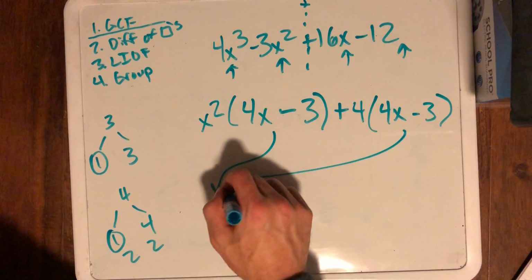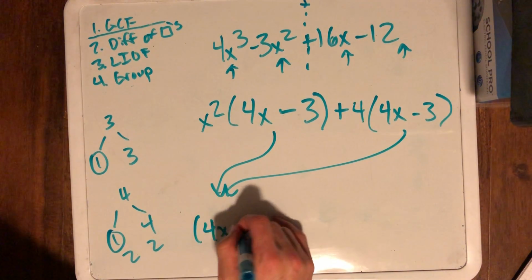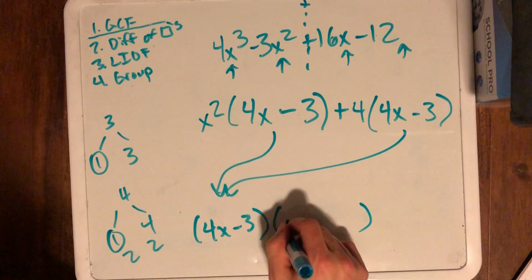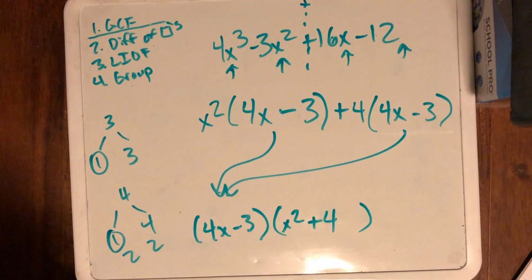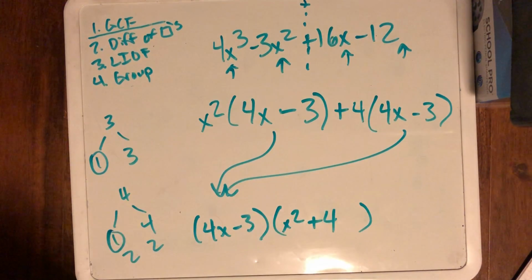And so we can just move right into our answer. We're going to pull these greatest common factors out in front. So we have 4x minus 3 times what's left in the rest of our parentheses, x squared plus 4. The reason this one was a little different is because it had these subtractions here.